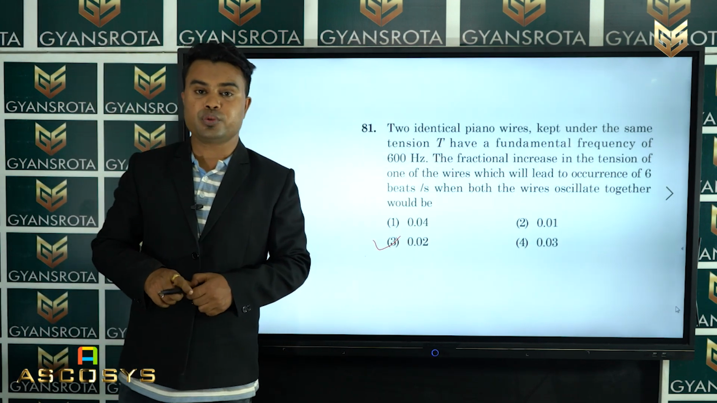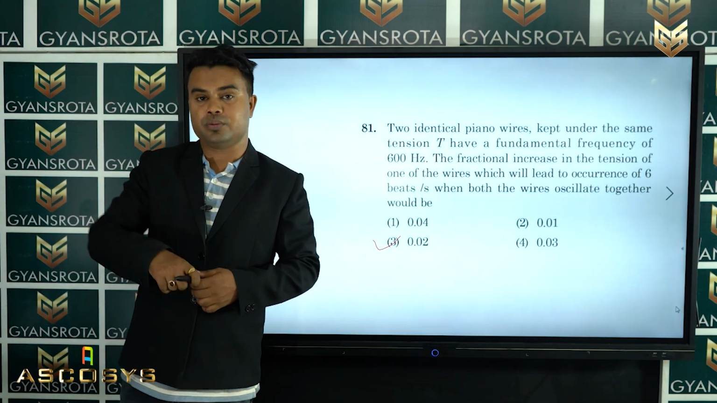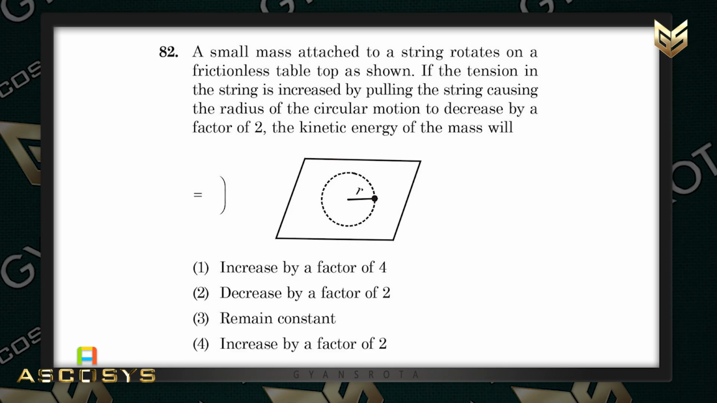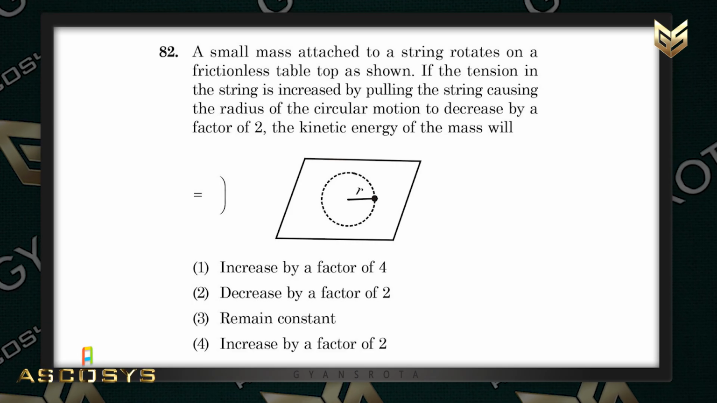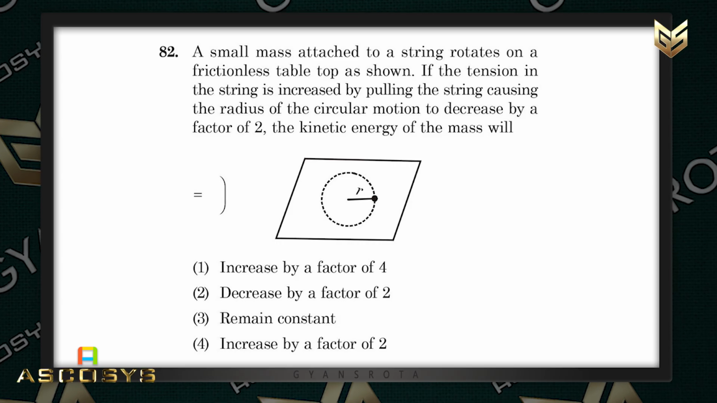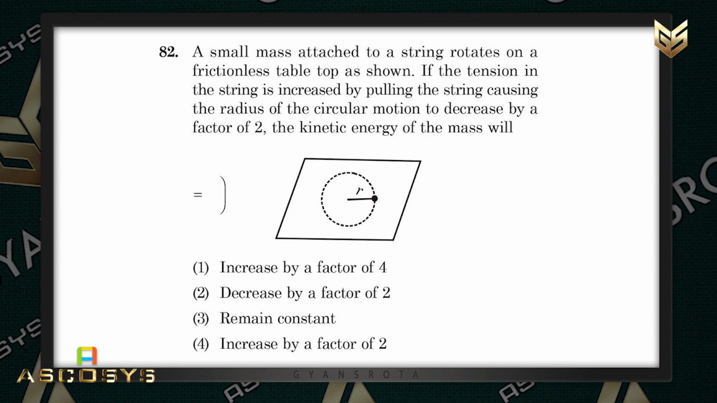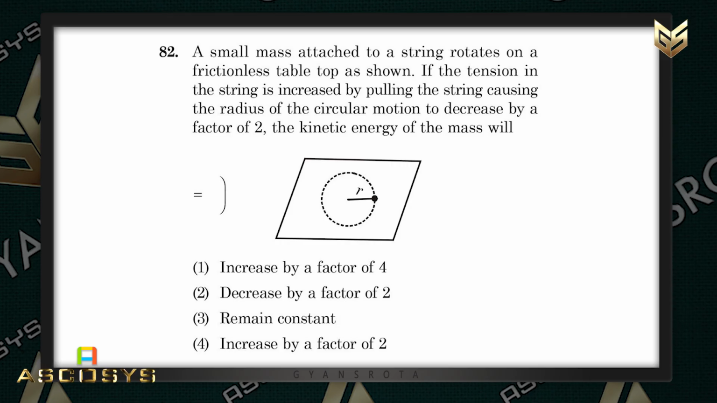Now let us move to the next question, that is question number 82. A small mass attached to a string rotates on a frictionless table top as shown. Okay, it's a frictionless table which is rotating. The mass is rotating. If the tension of the string is increased by pulling the string, causing the radius of the circular motion to decrease by a factor of 2, the kinetic energy of the mass will be how much?